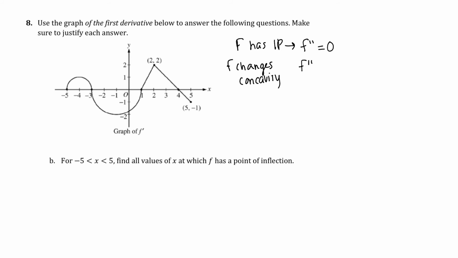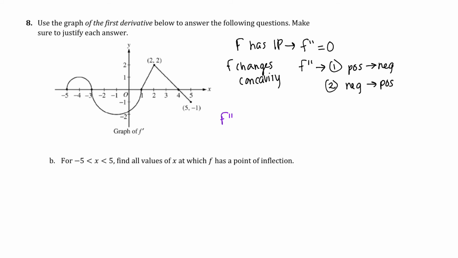So f prime has to either, option 1, go positive to negative, or option 2, go negative to positive, because that would be changing concavity. But we don't have the graph of f double prime. We have the graph of f prime. That's when you have to think backwards a little bit.